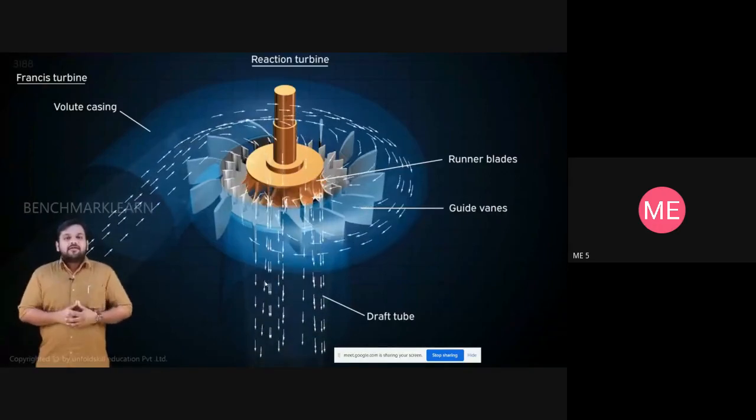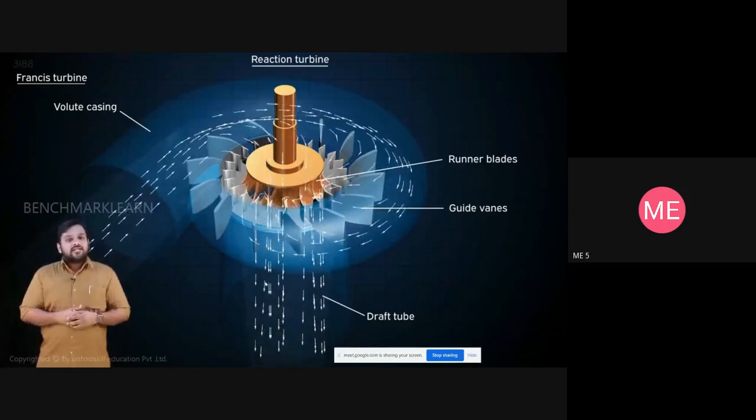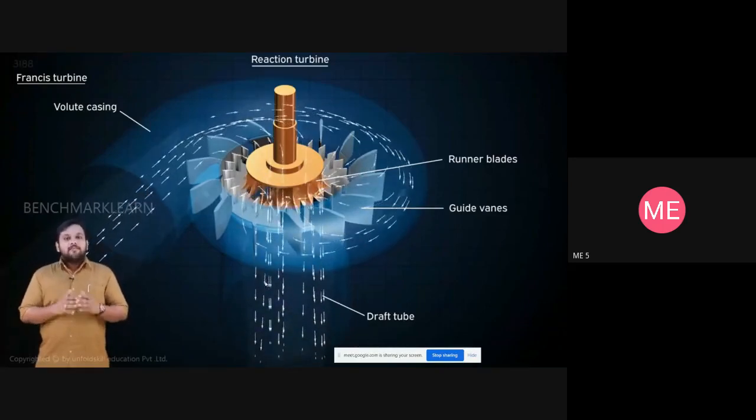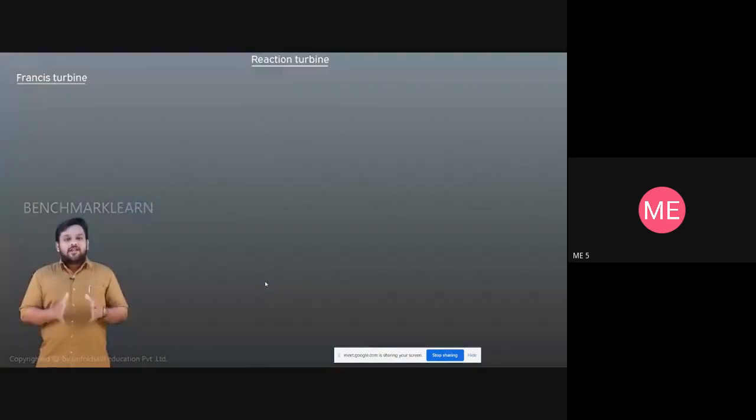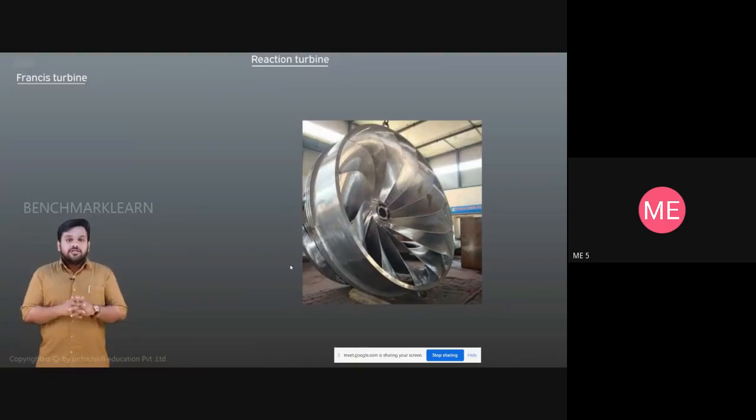Since the water enters radially and leaves the turbine axially, the Francis turbine is also called a mixed flow turbine. The Lower Periyar project in Kerala uses 3 Francis turbines of 20 megawatts each at a rated head of 184 meters.